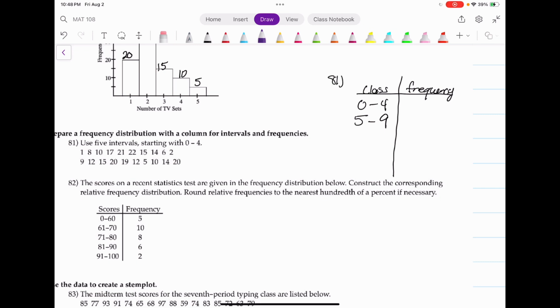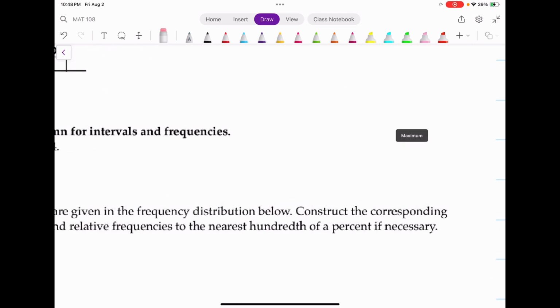If the first class is 0 through 4, the class limits cannot overlap. So the next class has to start at the next whole number. The distance between 0 and 5 is 5 units, which means every limit has to be 5 units apart, on both the lower limit and the upper limit. So then we have 10 to 14, 15 to 19, 20 to 24. Each of the upper limits and lower limits are 5 units away from each other. Hence, the width is uniform.